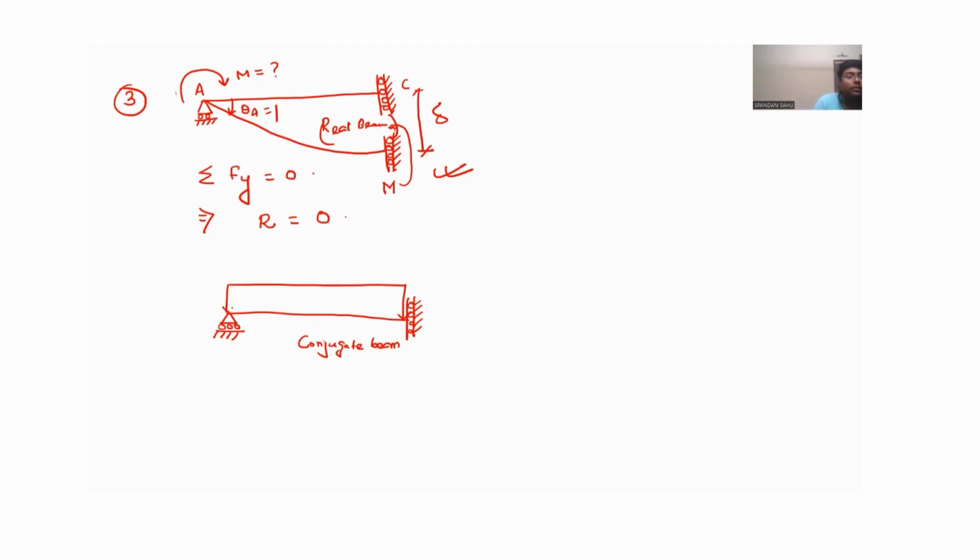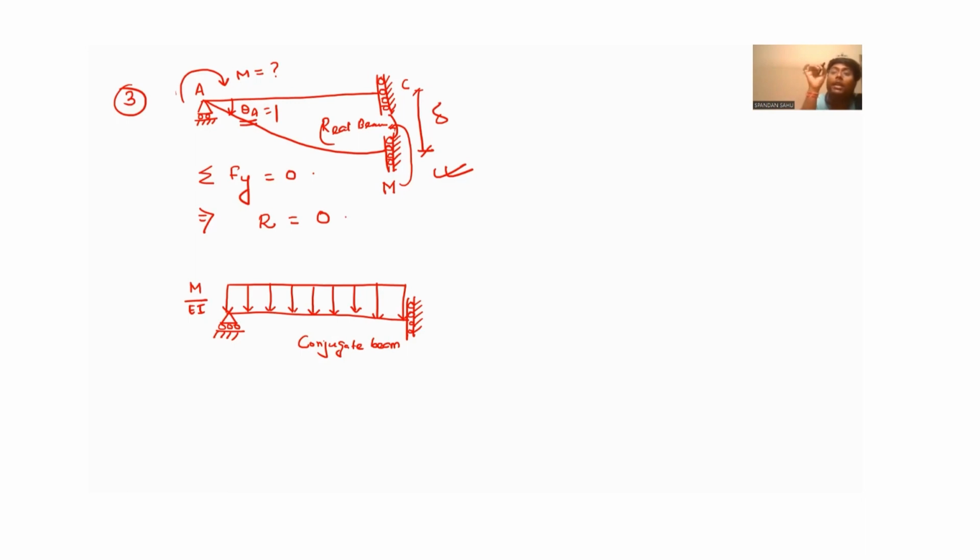What will be the loading? M upon EI throughout. It will be constant, M by EI. Now, for this structure, you need to determine theta A.